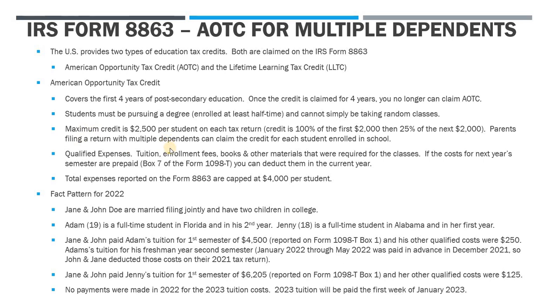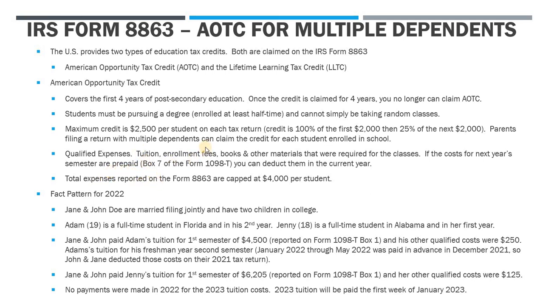Now, the maximum amount of credit is $2,500 per student per year. The way the credit works is you get a credit for 100% of the first $2,000 spent on education expenses, and then you can get an additional 25% of the next $2,000, but the total cap is $2,500. So in our scenario here, we've got parents that have multiple dependents, so they're going to be able to claim this $2,500 per dependent.